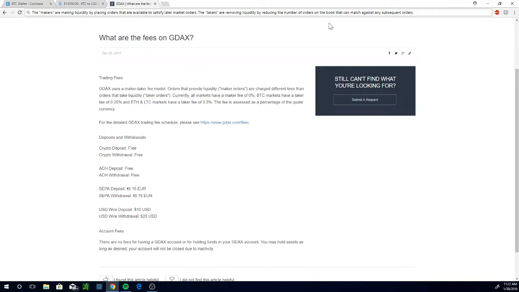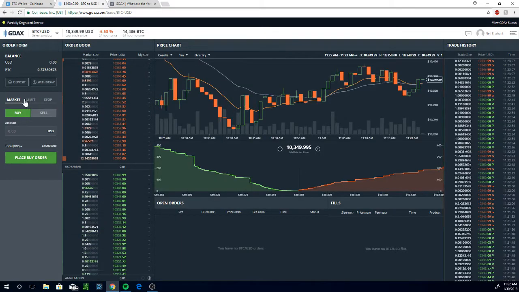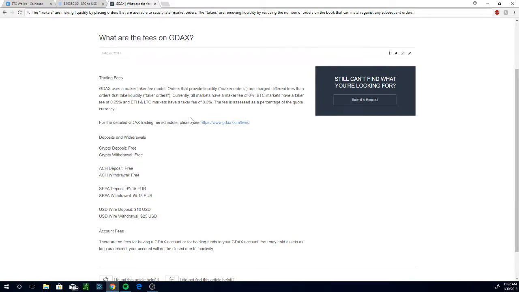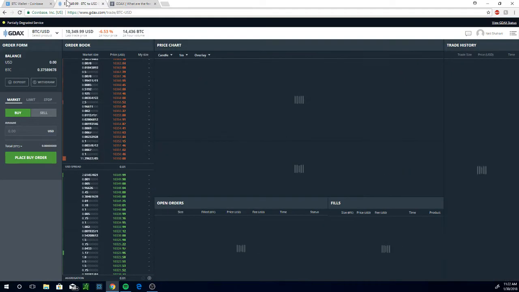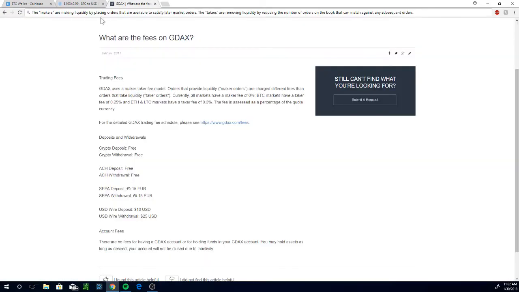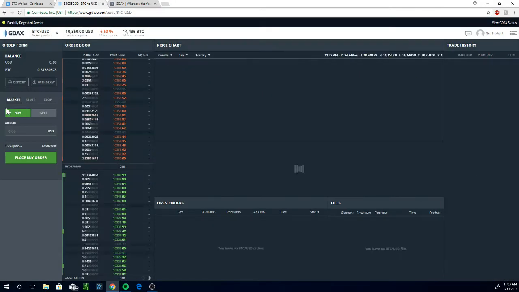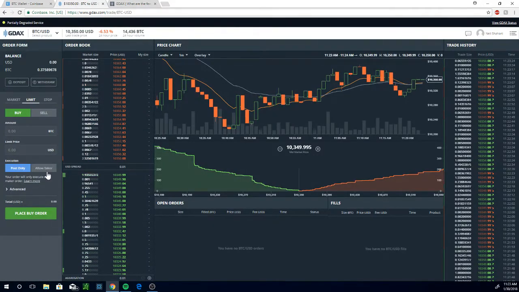So what this means is that if you go back to GDAX, if I set a market buy or sell, I'm going to be what they call a taker, and I'm going to take a 0.25% or 0.3% fee, which obviously you don't want to do. But in order to become a maker, so you're placing orders that are available to satisfy later market orders, you can make a limit buy or a limit sell.